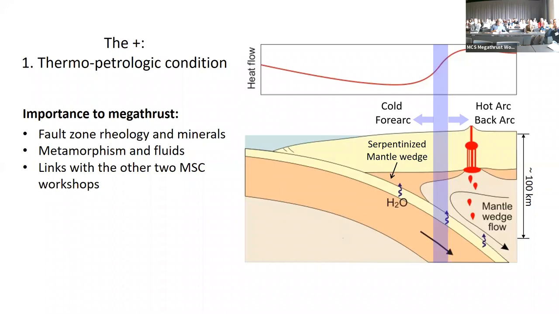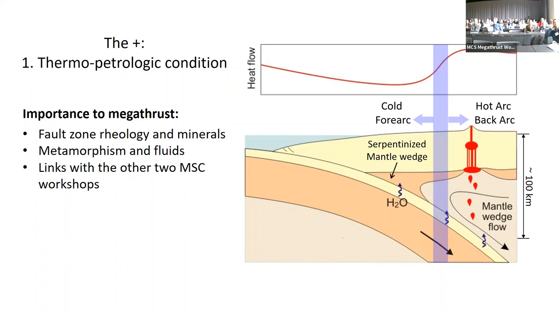The contrast is quite astonishing. The fore-arc is cold enough to allow hydrous minerals to survive there. And a very short distance away, it's hot enough to allow melts to be produced, to produce volcanoes. So that sharp contrast is a key feature of subduction zones.